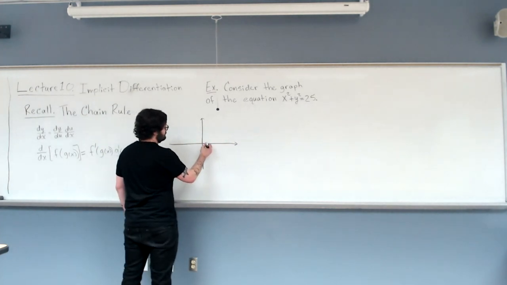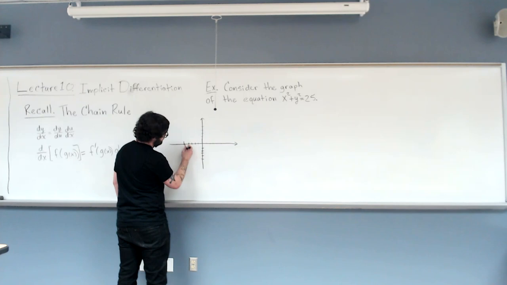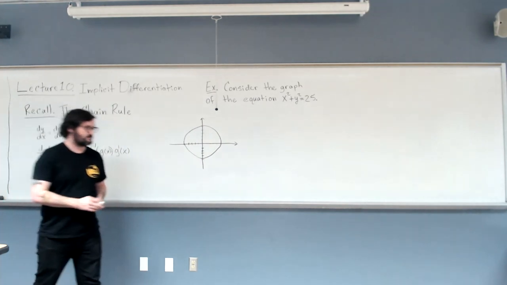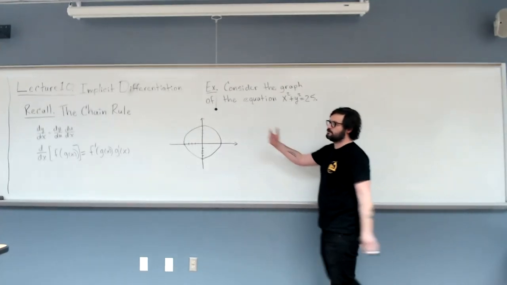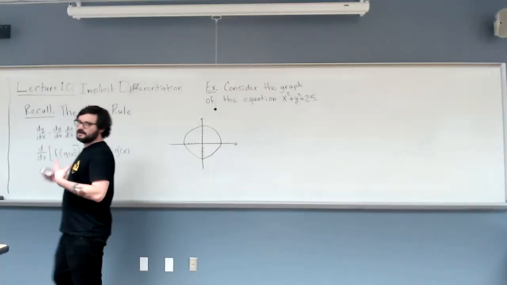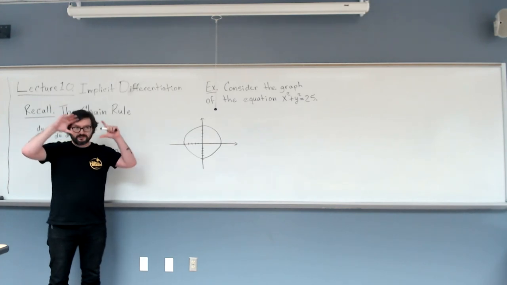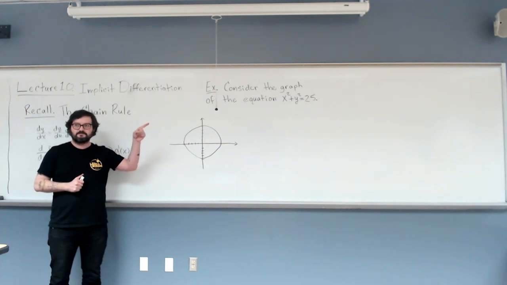So, 1, 2, 3, 4, 5. Trying my best to. I guess this is kind of ugly, but roughly like that, right? That's what it looks like. And in physics and in modeling problems, you will encounter equations like this. Now, when taking derivatives, derivatives are defined on functions. That's not a function, that's an equation, right?